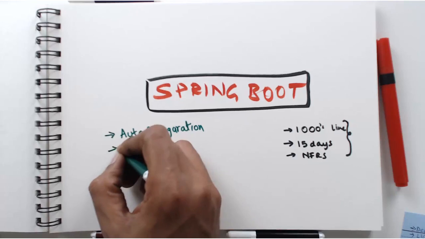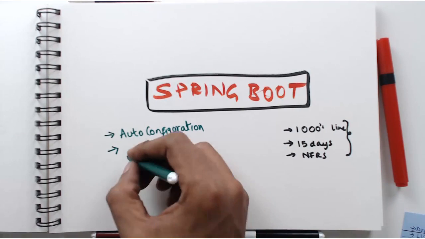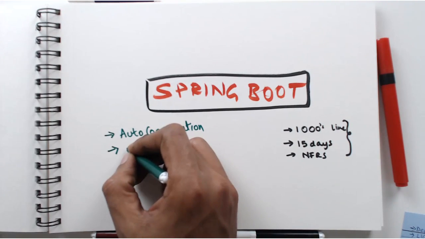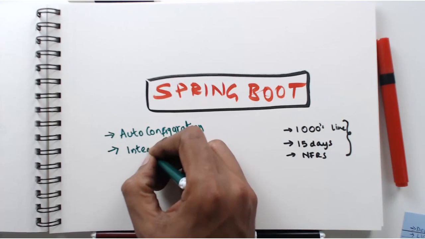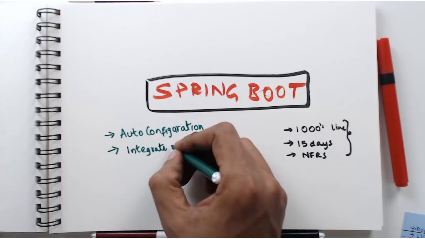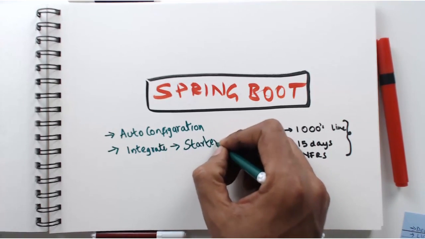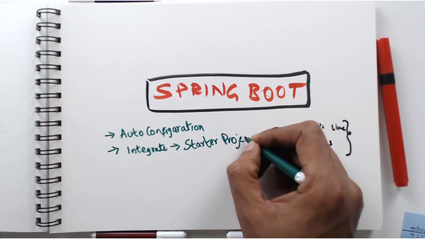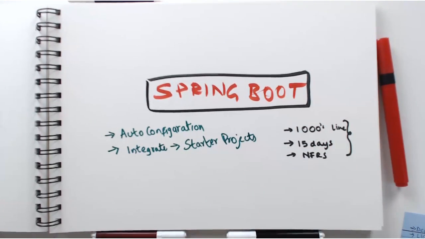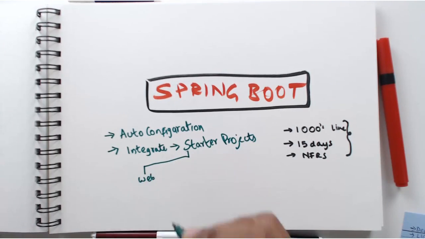The other important features that Spring Boot brings in are faster integration of projects. So if I want to integrate a new project, integrate a new framework into my project, Spring Boot makes it very easy. How does Spring Boot make it very easy? Through something called Spring Boot starter projects. So these starter projects make it very easy to add new features to your projects. If I want to develop a web application or a REST API, all that I need to do is use a starter called web, Spring Boot starter web.